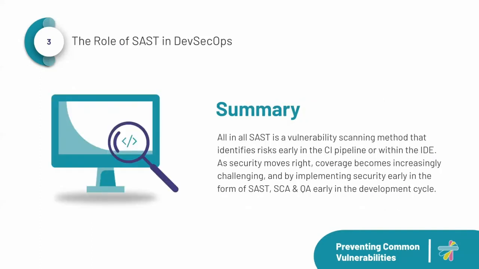All in all, SAST is a vulnerability scanning method that identifies risks early in the CI pipeline or within the IDE. As security moves right, coverage becomes increasingly challenging, and implementing security early in the form of SAST, SCA, and QA, early in the development lifecycle, automatically reduces the remediation work that can arise later in the cycle. It is always better to be safe than sorry.